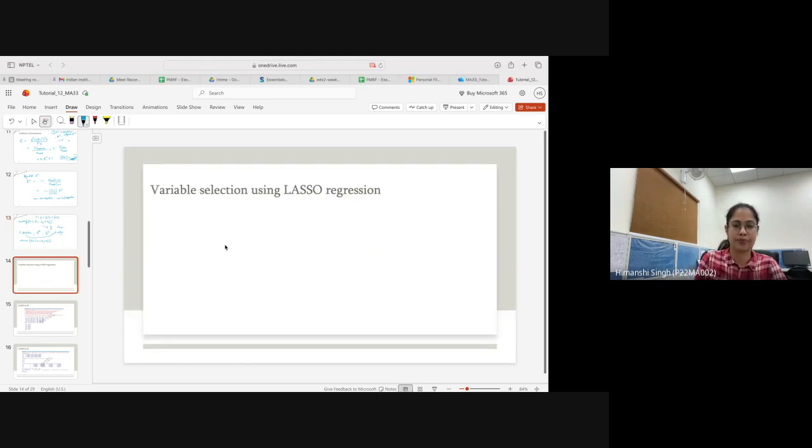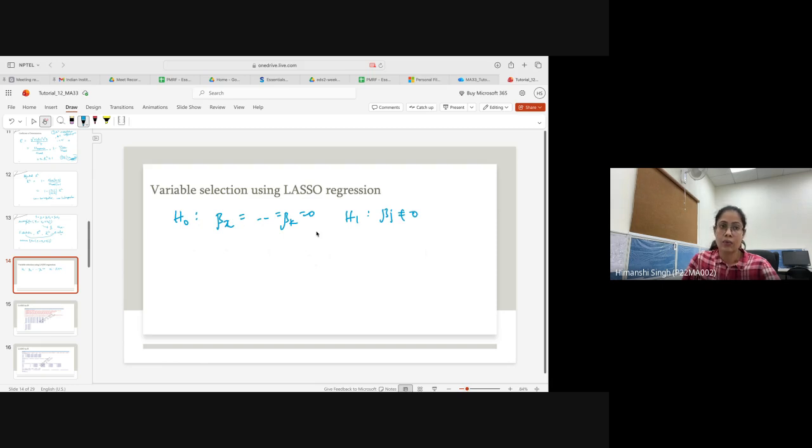Now, variable selection using lasso regression. I have discussed that I am considering the hypothesis that the betas are 0 under the alternative that some beta j is not 0. This gives me the idea whether there is a linear relationship or not. If I reject H naught, then there is a linear relationship.